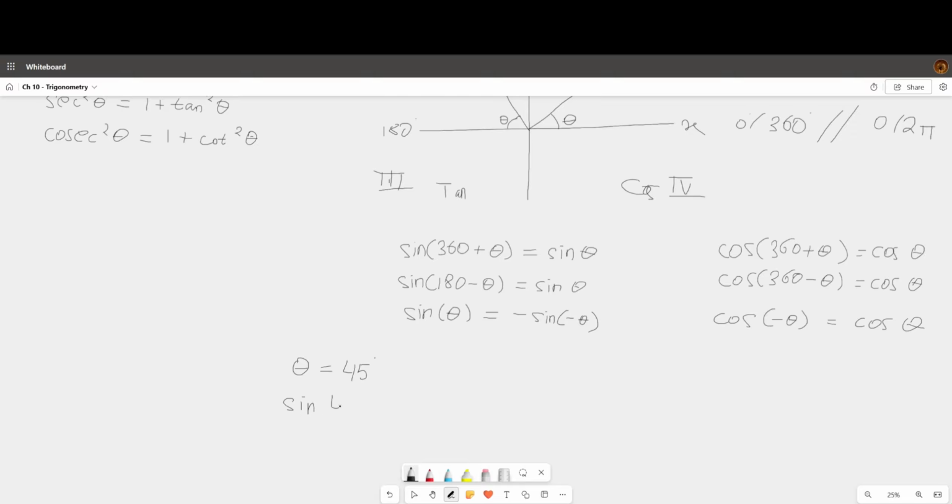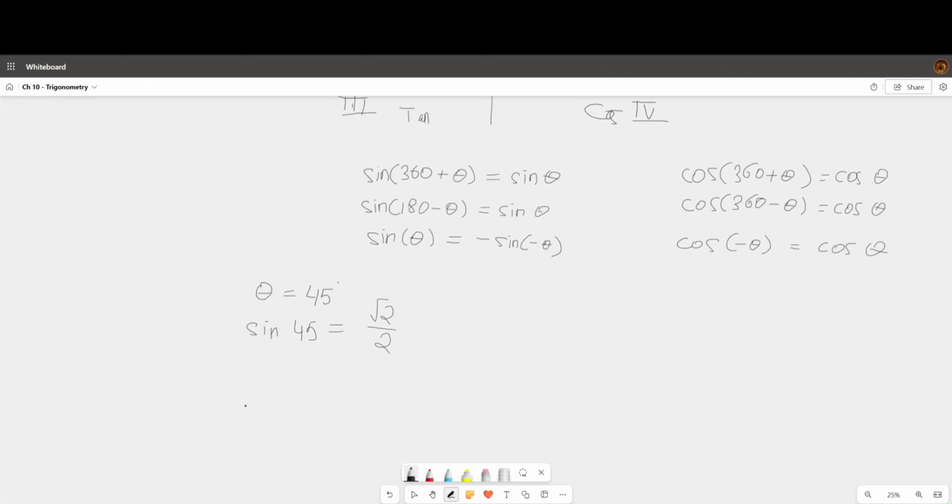So we know using our calculators, or actually, you should probably also memorize the values, but sine 45 gives you root 2 by 2, and then using the formula to prove them, we say that sine 405 also gives you root 2 by 2. Sine 135 should also give you root 2 by 2, which it does.